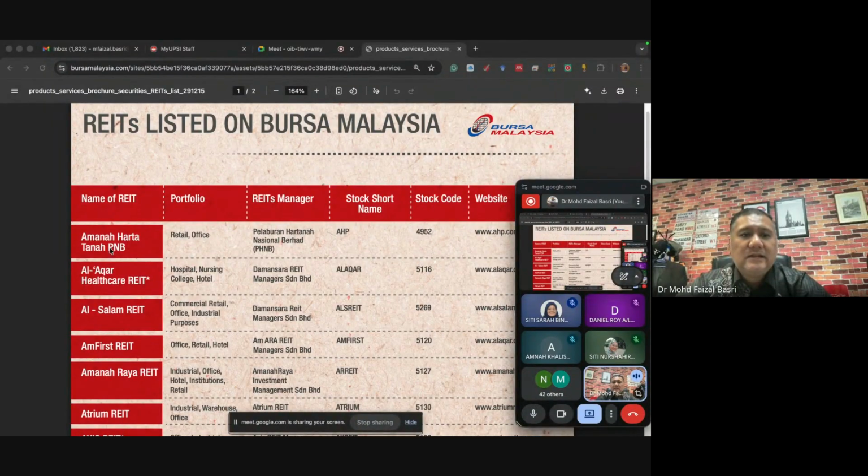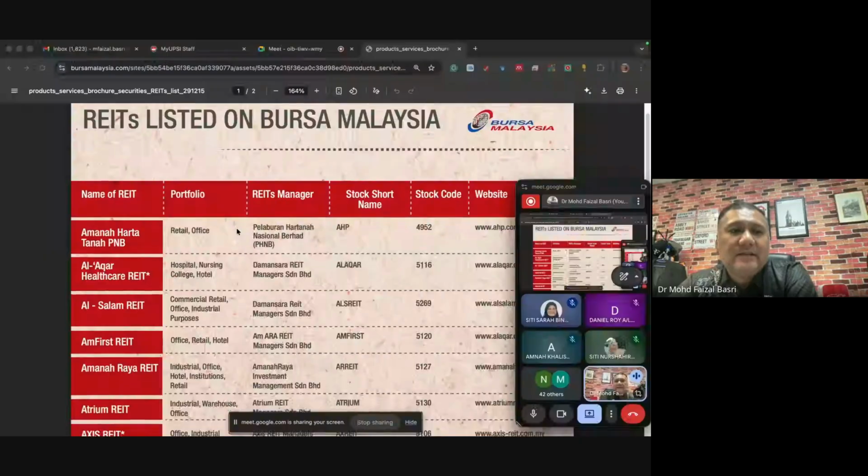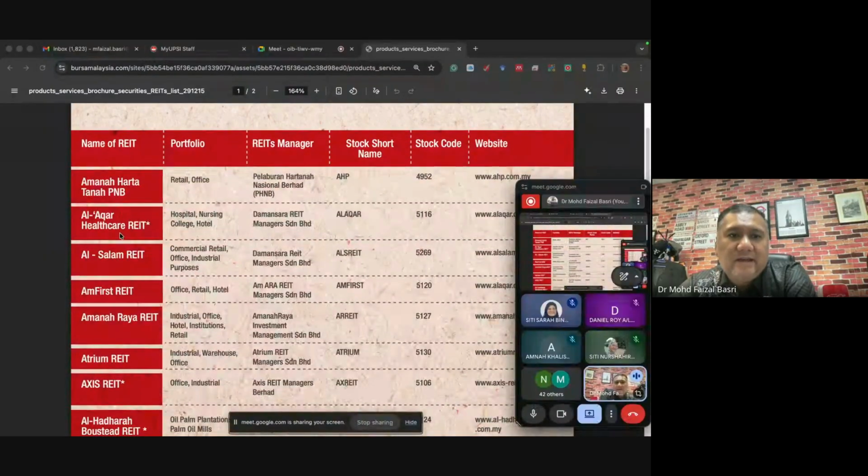So contohnya Amanah Harta Tanah PMB. PMB dia punya portfolio retail dengan office. Tapi kena check jugalah, as you all know, PMB sekarang one of the property yang mahal dia adalah Menara 118 tu. Adakah Menara 118 itu part of the REITs? Mungkin, I tak sure, kena check lah dalam website dia. Dia ada Al-Akar Healthcare, Hospital, Nursing College, Hotel. So siapa manager dia? Damansara REIT Managers.